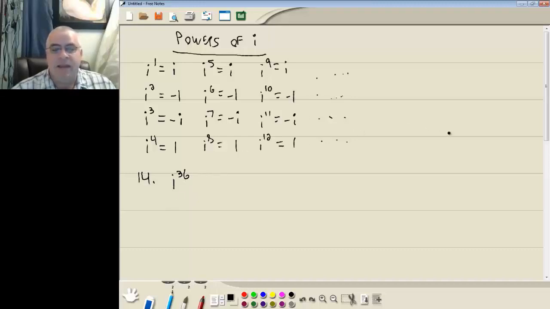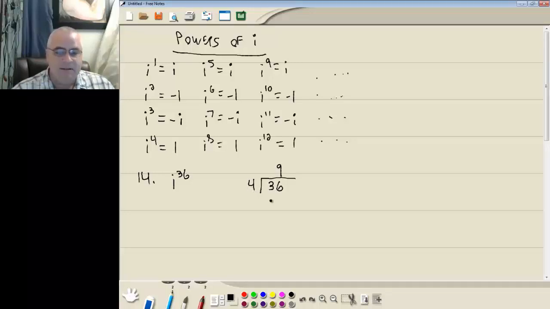I could continue this table out to i to the 36, but that'd be quite a bit to do. So what we're going to do is we're going to take the power that's here and we're going to divide by 4. And this is old style division. Grade 6, grade 5, wherever it is. 4 goes in 36 9 times. 9 times 4 is 36. And then I get a 0 here. So this is 9 with a remainder of 0.